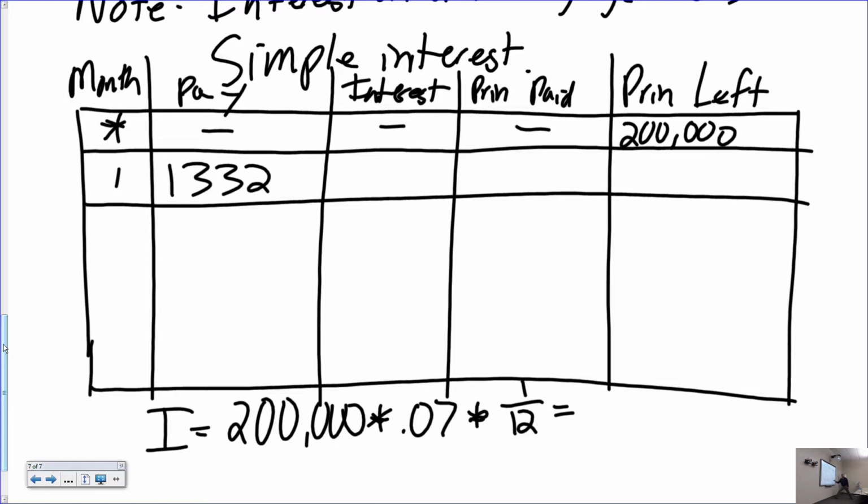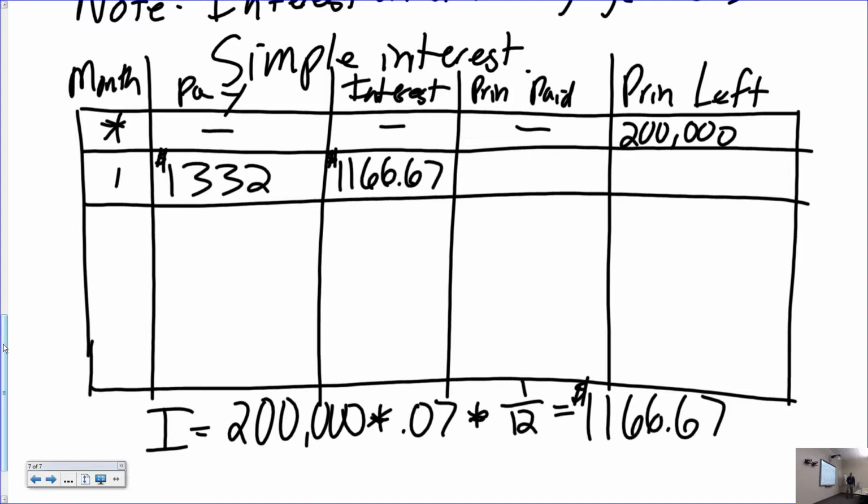I come up with $1,166 and rounded to 67 cents. That's how much interest you owe for borrowing that money for 1 month. 1166.67. So your payment, folks, pays that first. So how much of your house did you really buy from paying $1,332? Not enough. Not very much.